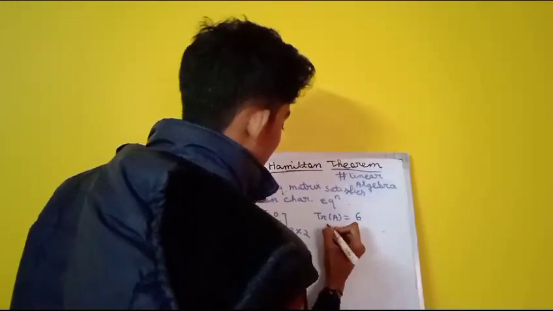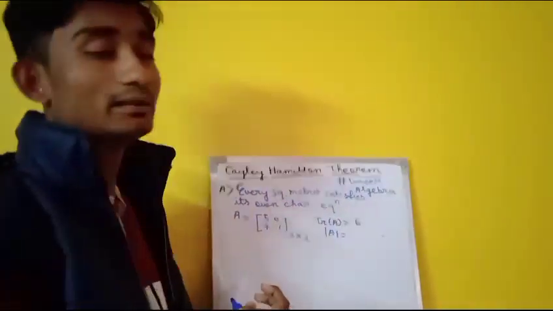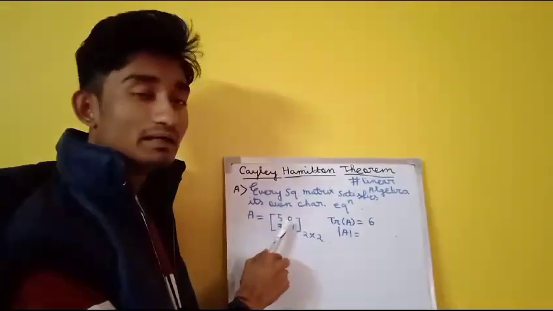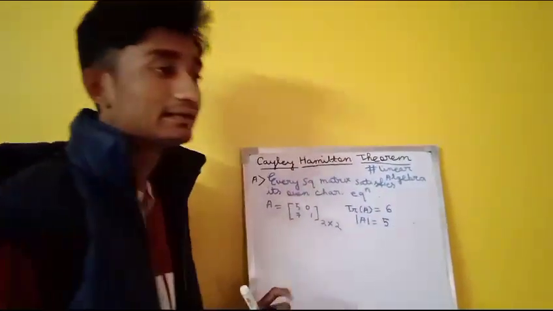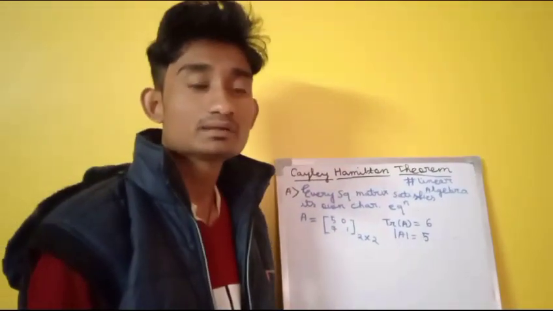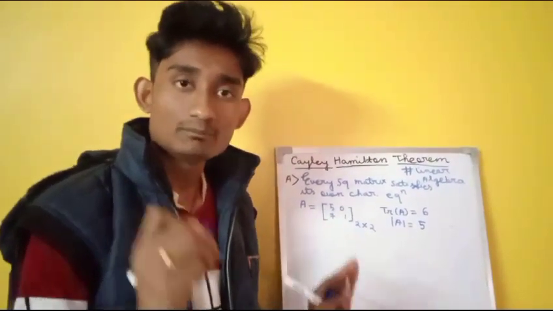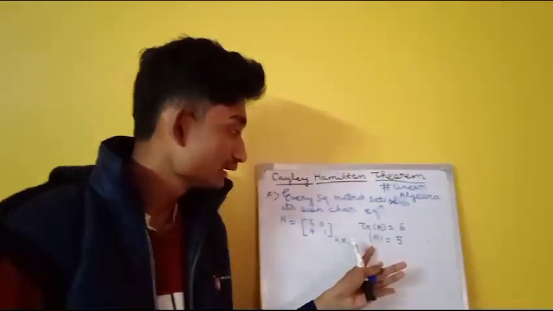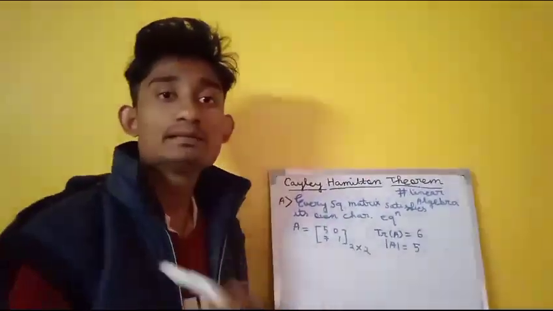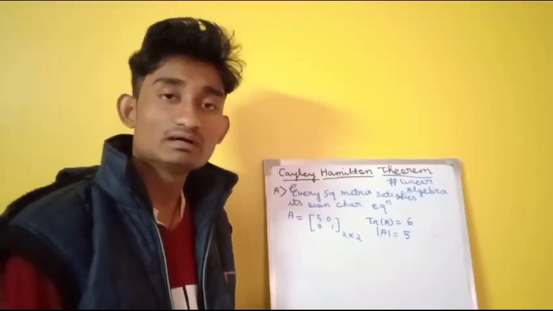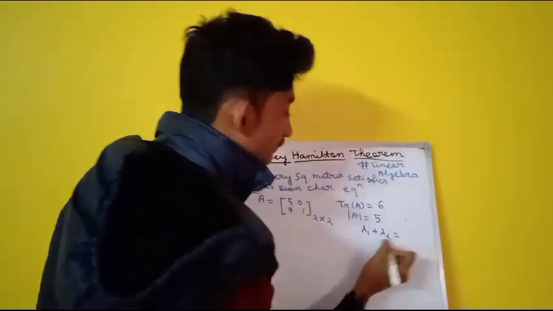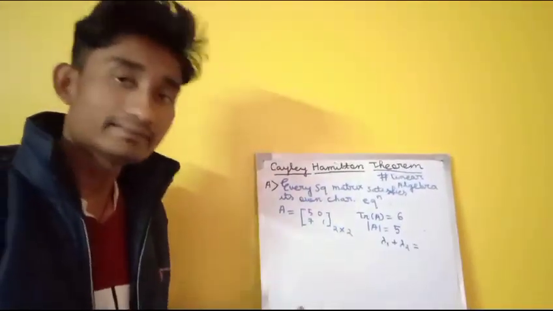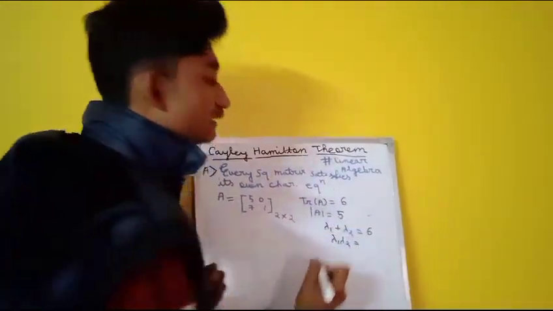So trace is 6, and the determinant of A, that is a representative number of a square matrix, is 5 multiplied by 1 minus 7 multiplied by 0. So determinant of A is 5. The roots of the characteristic equation are called eigenvalues, and the sum of eigenvalues is the trace of the matrix, and the product of eigenvalues is the determinant of the matrix. In our previous video we discussed this also. If you have not watched, then do watch that video. So lambda 1 plus lambda 2, the two eigenvalues, sum to the trace, that is 5 plus 1, which is 6, and the product of eigenvalues is the determinant, which is 5.